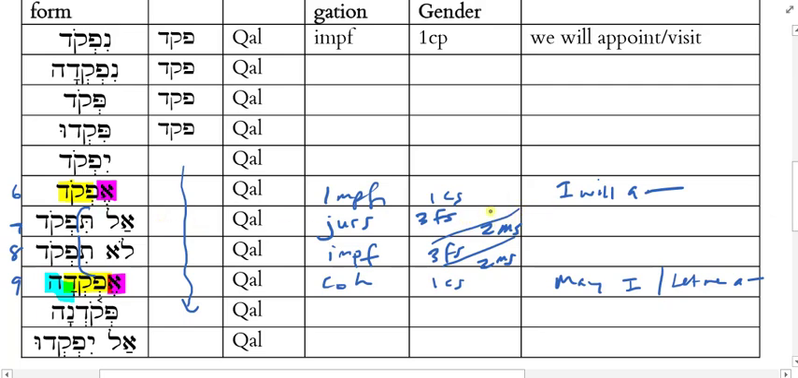Now, assuming a jussive and knowing now with the all that it is in number 7, what would be the translation of the third feminine singular jussive? How would I render that? That's right. Let her not, remember we're negating, so let her not appoint. And if it's 2ms, it could be may you not, right? Or simply don't appoint.